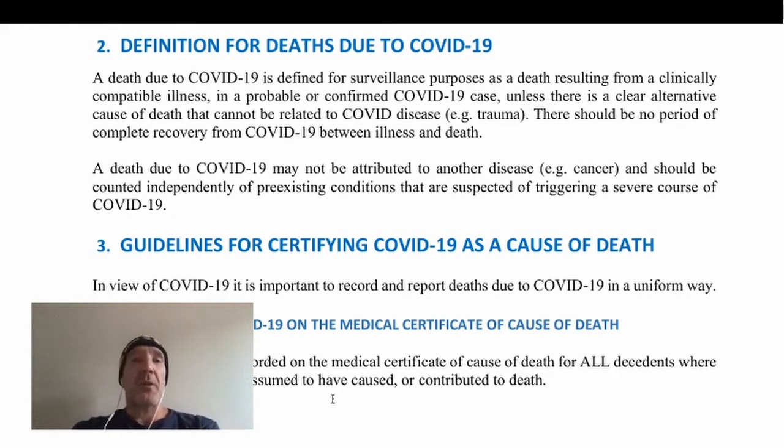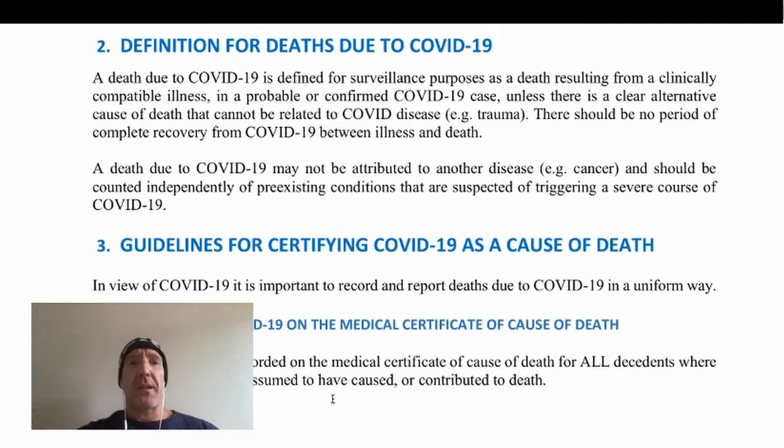This is pretty blurry here, a probable or confirmed. So what is a probable COVID-19 case? This is some guesswork. This doesn't look very clear cut to me. Unless there's a clear alternative cause of death that cannot be related to COVID disease, for example, trauma. There should be no period of complete recovery. So no period of complete recovery of COVID-19 between illness and death. Okay, let's see how that can be practically applied.